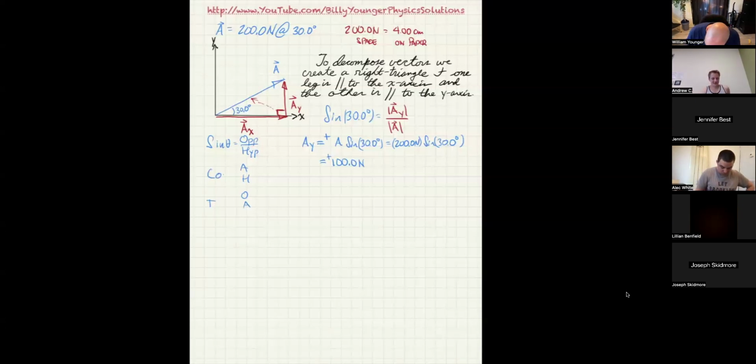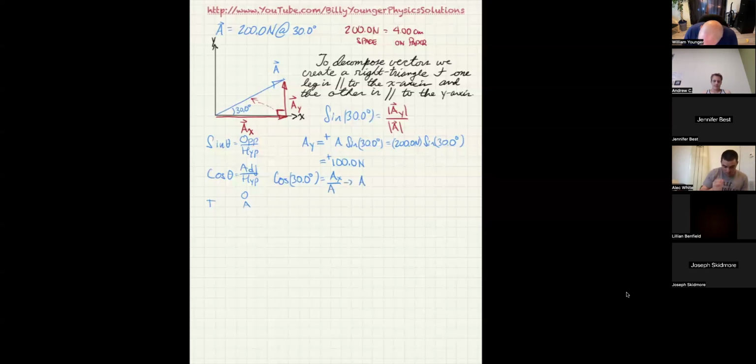Similarly, cosine theta is equal to adjacent over hypotenuse. And remember, adjacent is the side touching the angle. So now I can write cosine 30.0 degrees is equal to a sub x. Notice how I just wrote a sub x without the vector symbol, and that's another way of writing the magnitude. I can write it with the vector symbol by putting absolute value bars around it, but I don't have to.